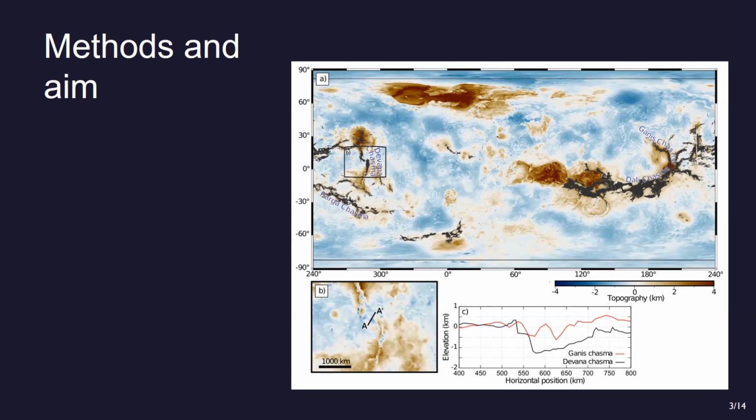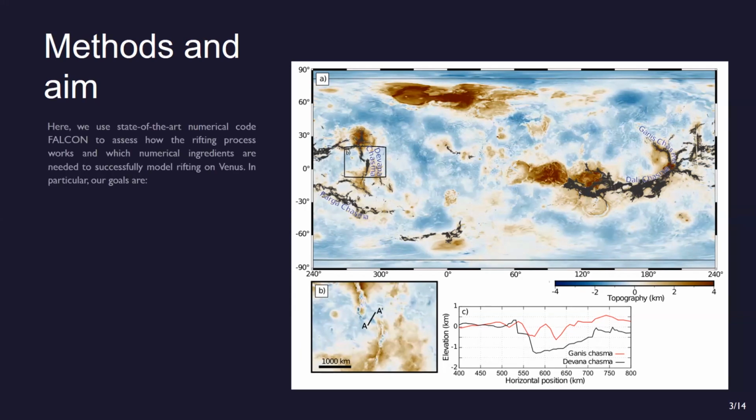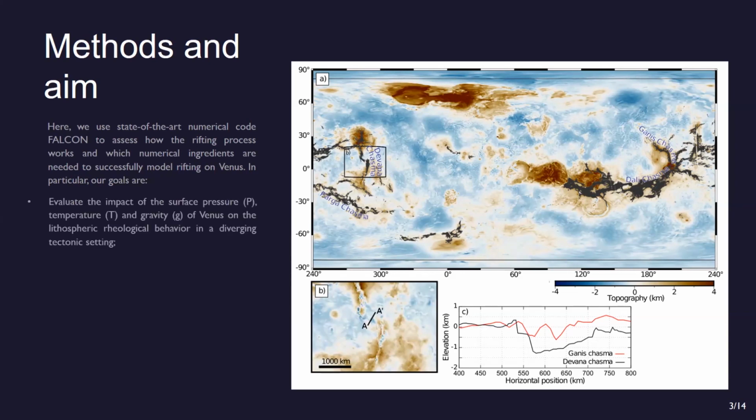And next, we will be using a numerical code called Falcon. And next, we basically want to assess the effect of Venusian surface conditions on the rifting process, because it's a very well-studied problem in earth sciences and earth geodynamics. But we just wondered how this would translate to Venus, and if it would translate at all, basically.